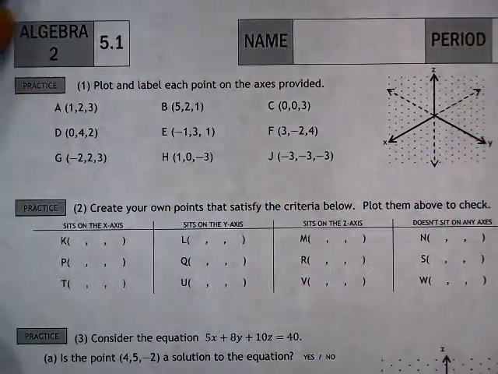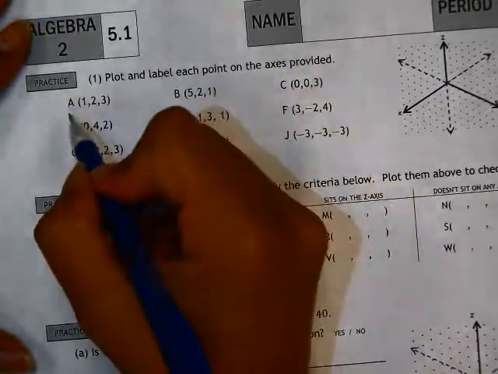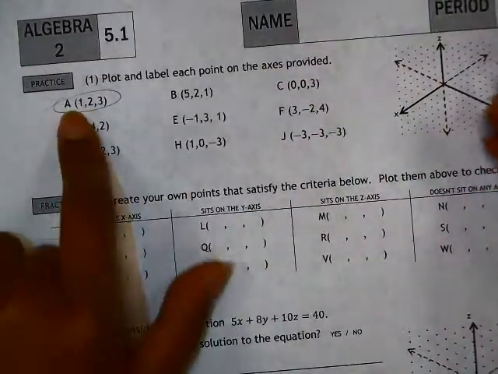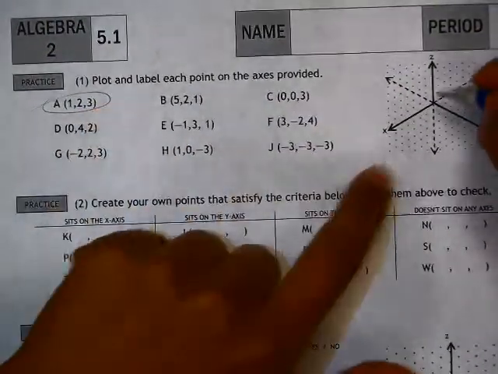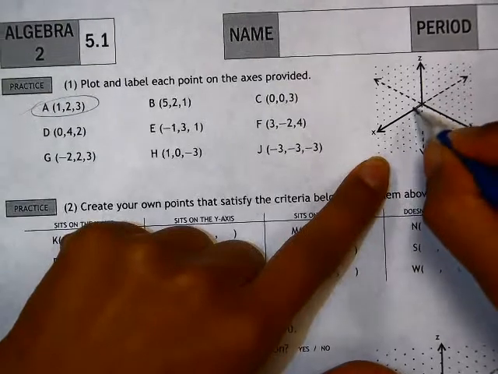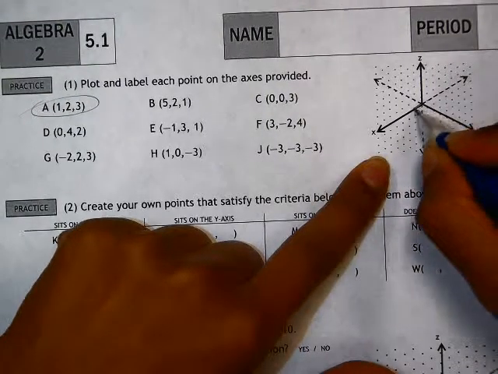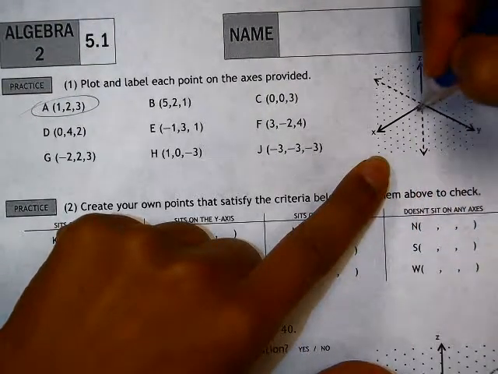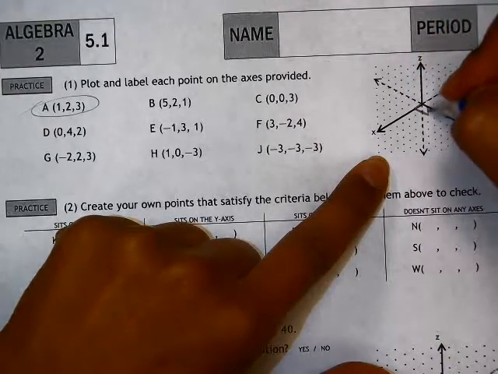So let's look at a few examples. Let's start with point A. We're going +1, +2, +3. So the +1 is in the x direction. We want to show the path that we're taking as we go through the XYZ coordinates. So +1 in the x direction, +2 in the y direction, and +3 in the z direction.